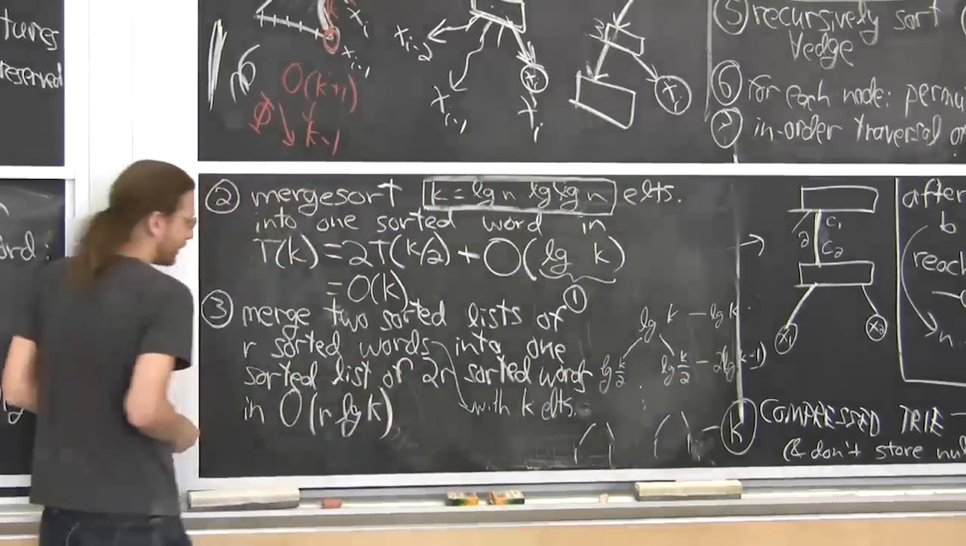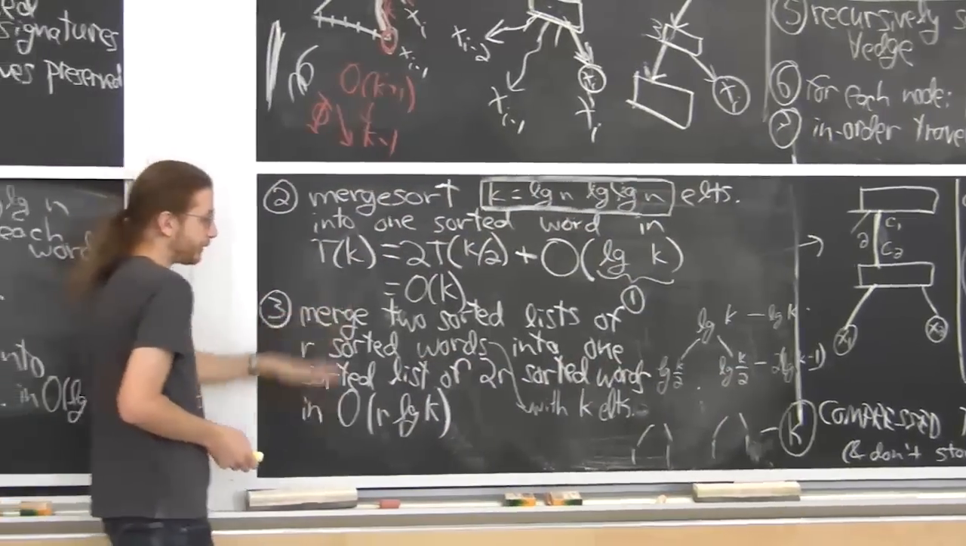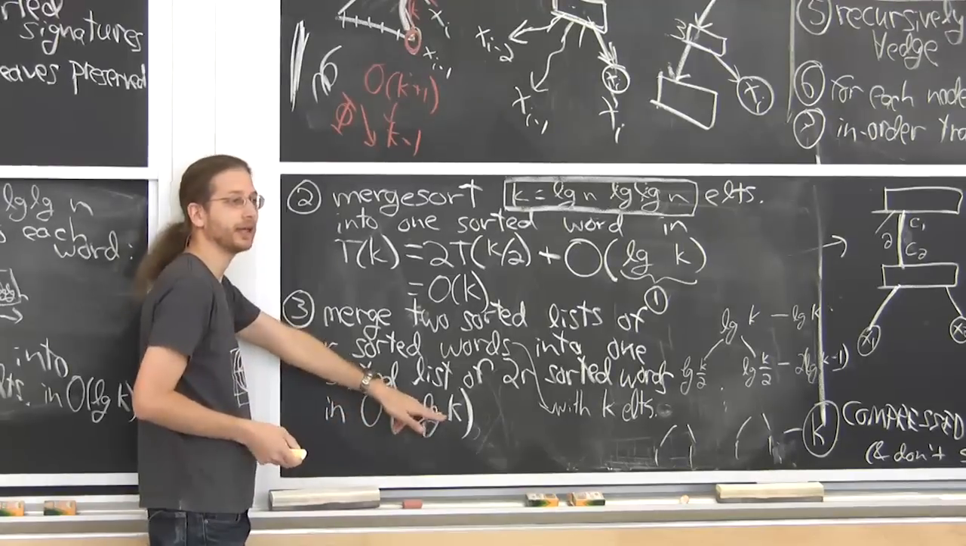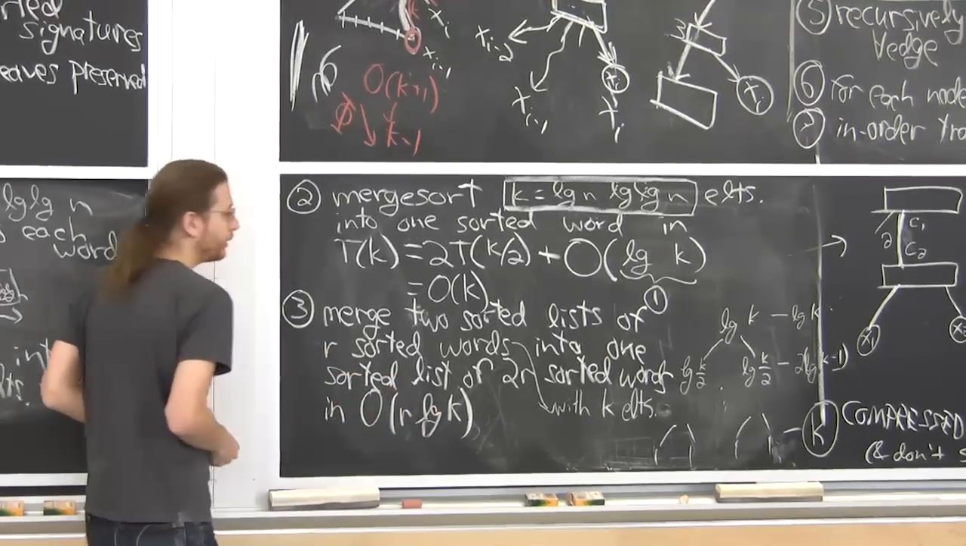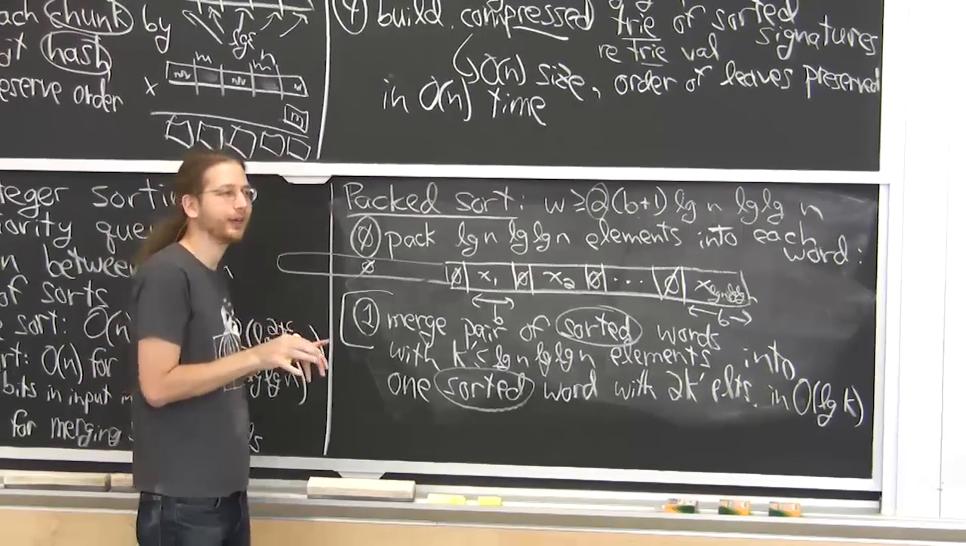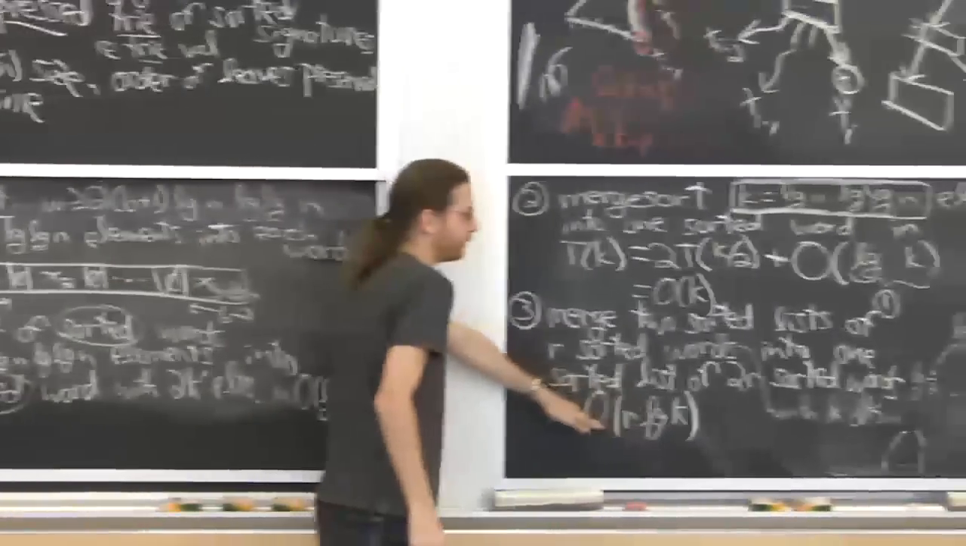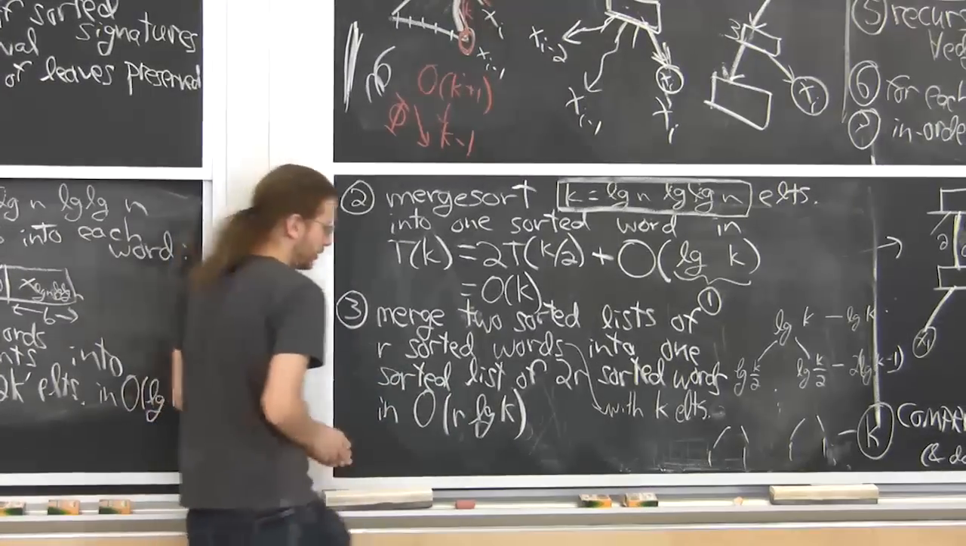Okay, let's see. I mean, regular merging algorithm would take R times k time because there are R times k items. But we have this merger over here, which will merge two words in log k time. So that's why it's going to be R log k. What's the picture? Well, let me draw it.